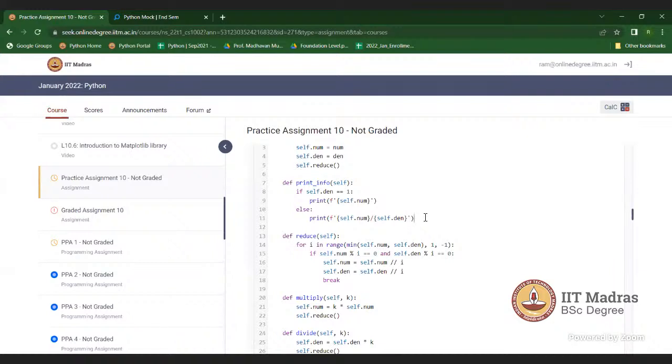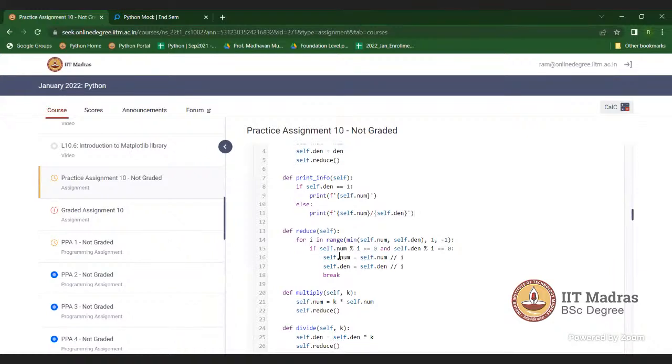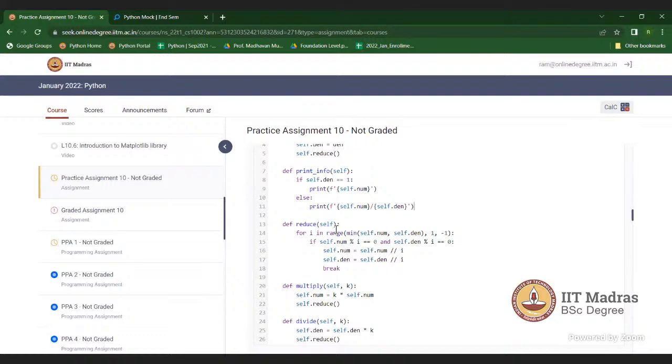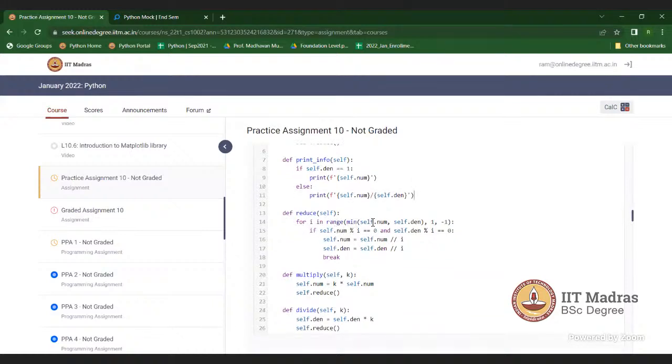This reduce is to reduce the rational. Let's say we have the rational number 10 by 100, and we know that we can reduce that to 1 by 10. So this is what is happening here. For i in range of minimum of self.num, self.denominator, which is the minimum of the numerator and denominator, each time we start with this value. For this for loop, the end value is 1, and the step size is -1, right?